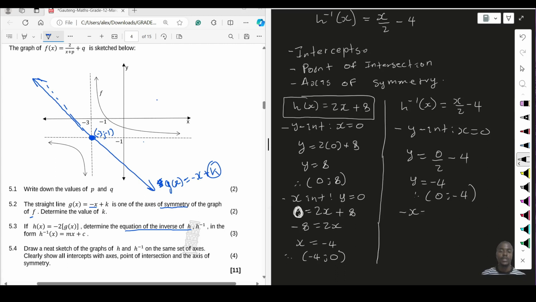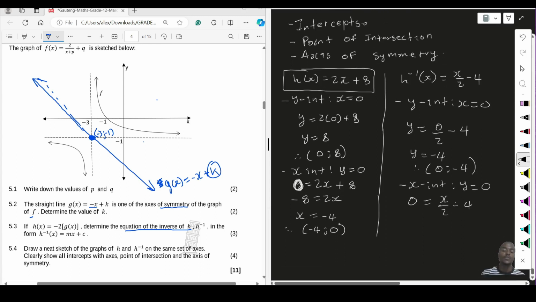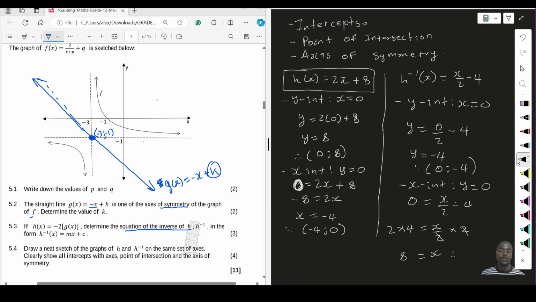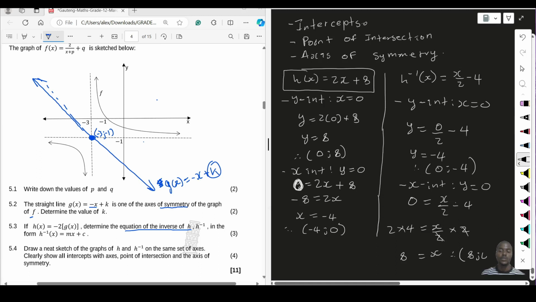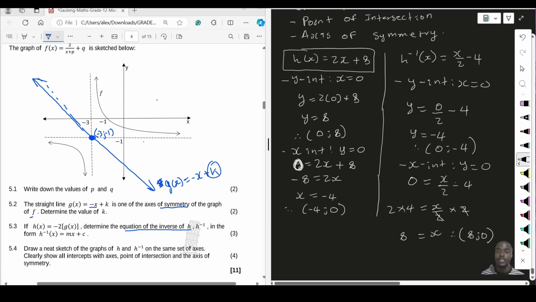Then let's look for the x-intercept. For x-intercept, y should be equals to 0. So you're going to say 0 is equals to x all over 2 minus 4. Then you take the 4 to the other side, it becomes 4 is equals to x all over 2. Then you multiply by 2 on both sides. So 2 times 4 is 8. The 2 cancels 2, then x is equals to 8. Therefore, you write the coordinates, 8, 0.